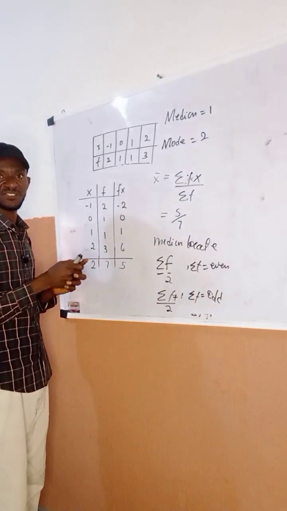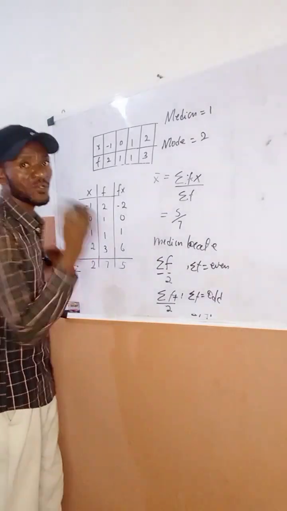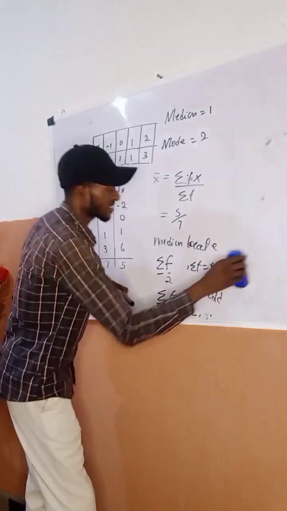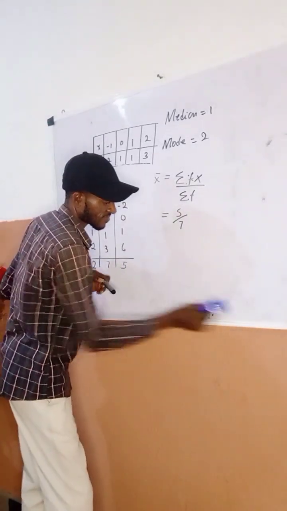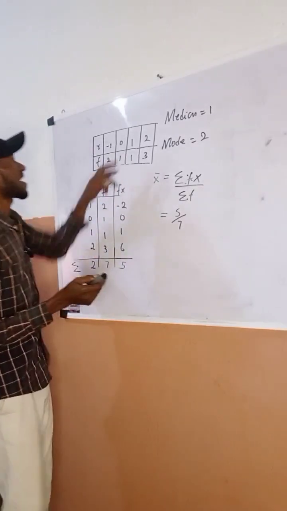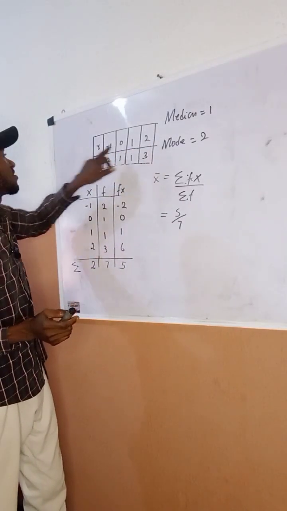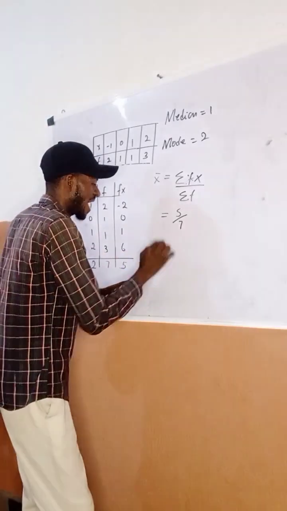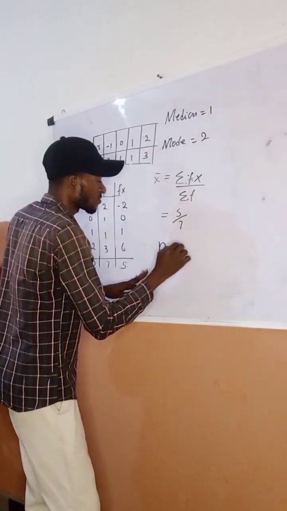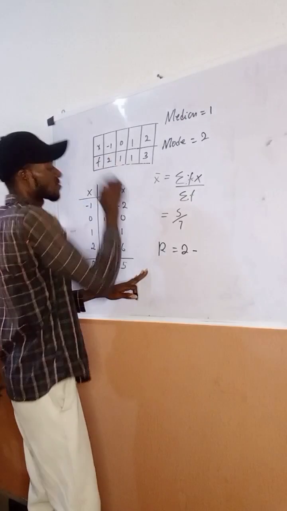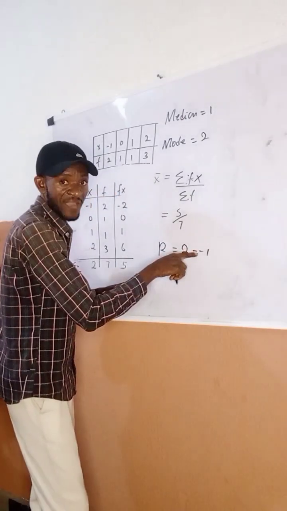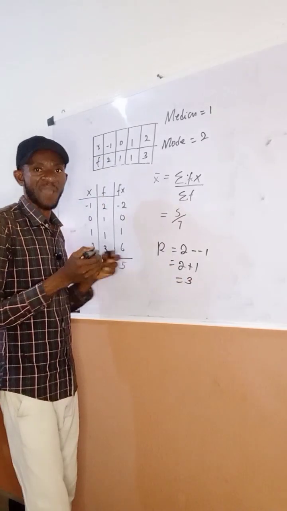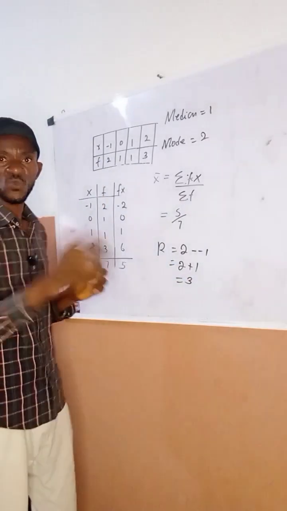When you talk about range, you are talking about the highest minus the lowest. The highest observation here is 2. The lowest observation here is minus 1. So my range R equals highest, which is 2, minus lowest, which is minus 1. Minus minus is plus. It becomes 2 plus 1, which will give me 3. So my range is 3.